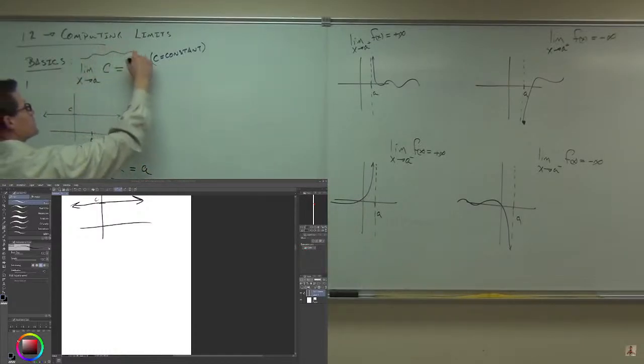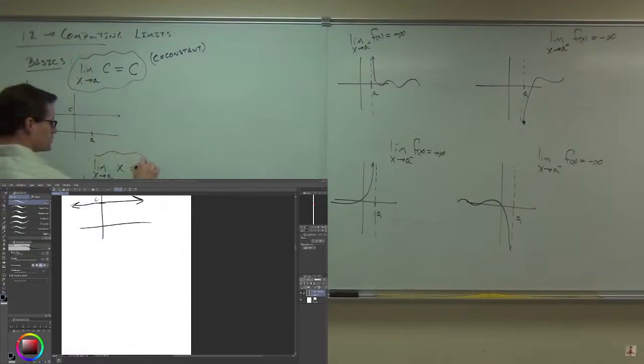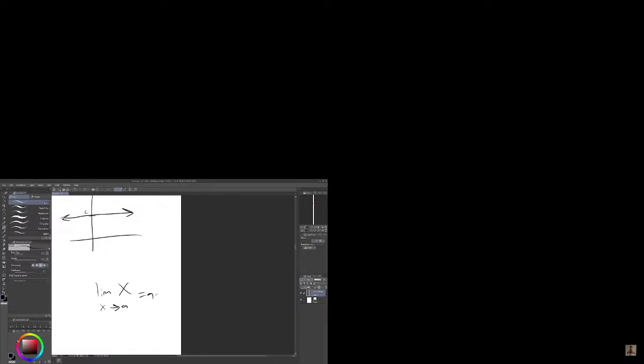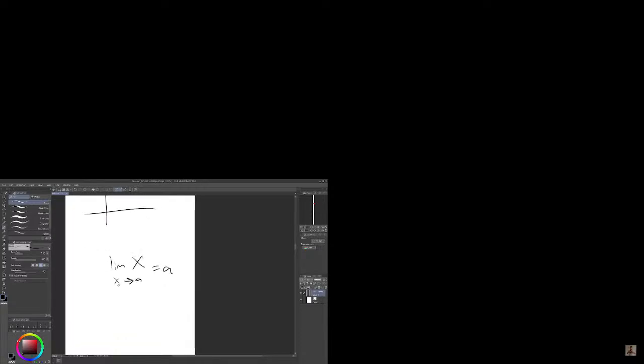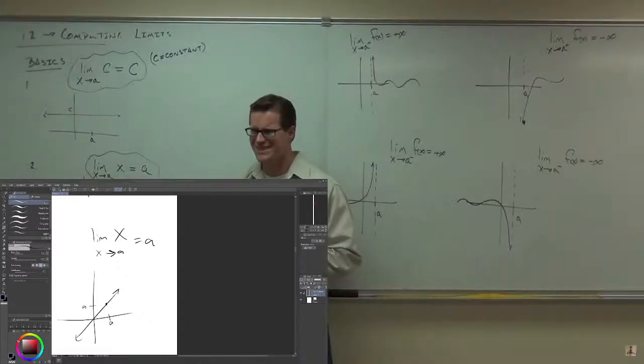So here's 1. Here's 2. This is really interesting. It says the limit of a simple function like x is the same thing as if I were to just plug that number in. So if I'm taking the limit of x at some point a, the answer is just a. That's it. That's kind of nice, right? Why? Well, because graphically we can see that.